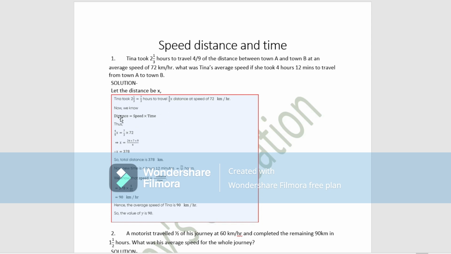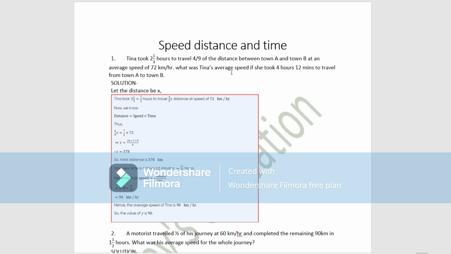Now we know that distance equals speed into time. What is the distance here? Distance is 4/9 x. Speed is 72 km per hour. Time is 7/3. So 7/3 into 72. When we solve for x, we get 378. So the total distance is 378.